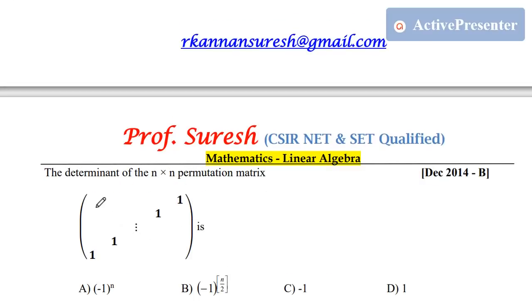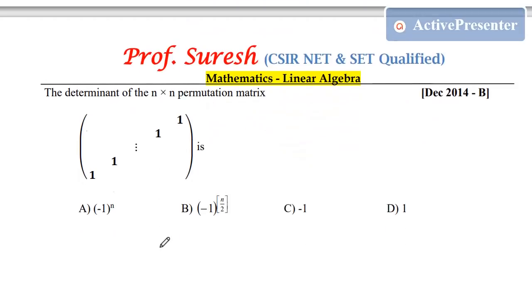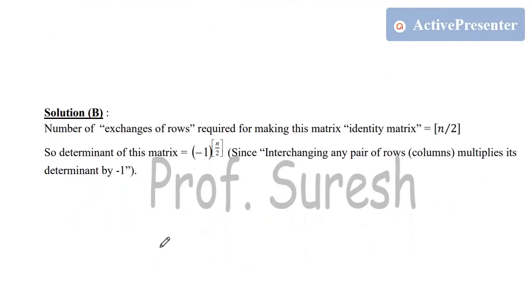Usually the identity matrix means the main diagonal elements are 1 and all other places are 0. This one is the other diagonal containing 1, with the remaining places 0. So what is the determinant of this matrix? There are two methods. One is this: the number of row exchanges required for making this matrix the identity matrix equals [n by 2].